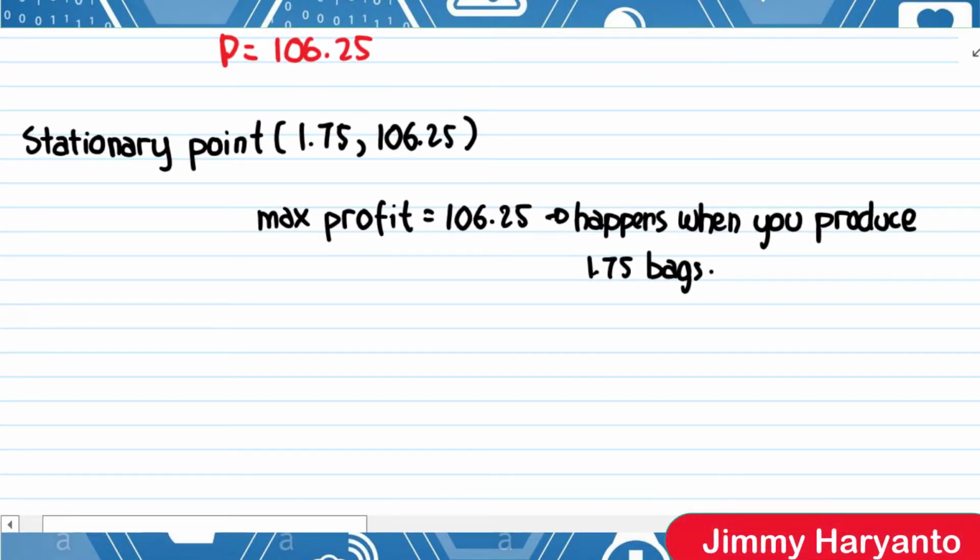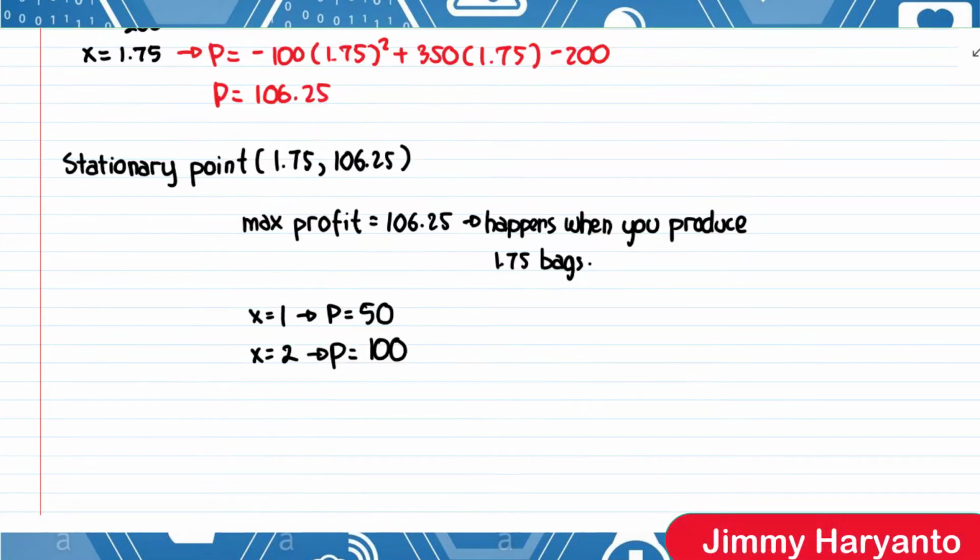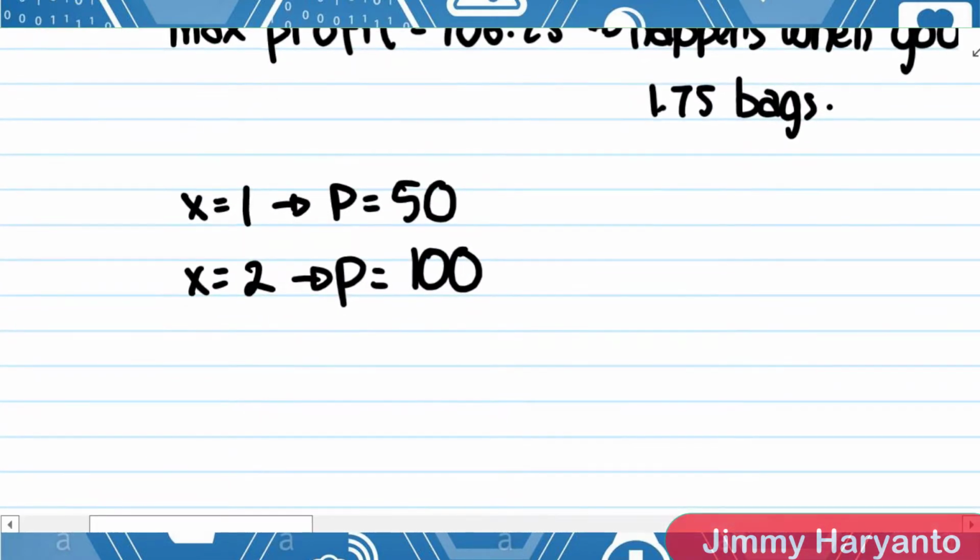So what do you do if you have this kind of problem? That means you have to find the maximum profit around 1.75. So let's say x equals 1 and x equals 2. For x equals 1, let me calculate this. After calculating, for x equals 1 the profit is 50, and for x equals 2 the profit is 100. So I will take x equals 2.